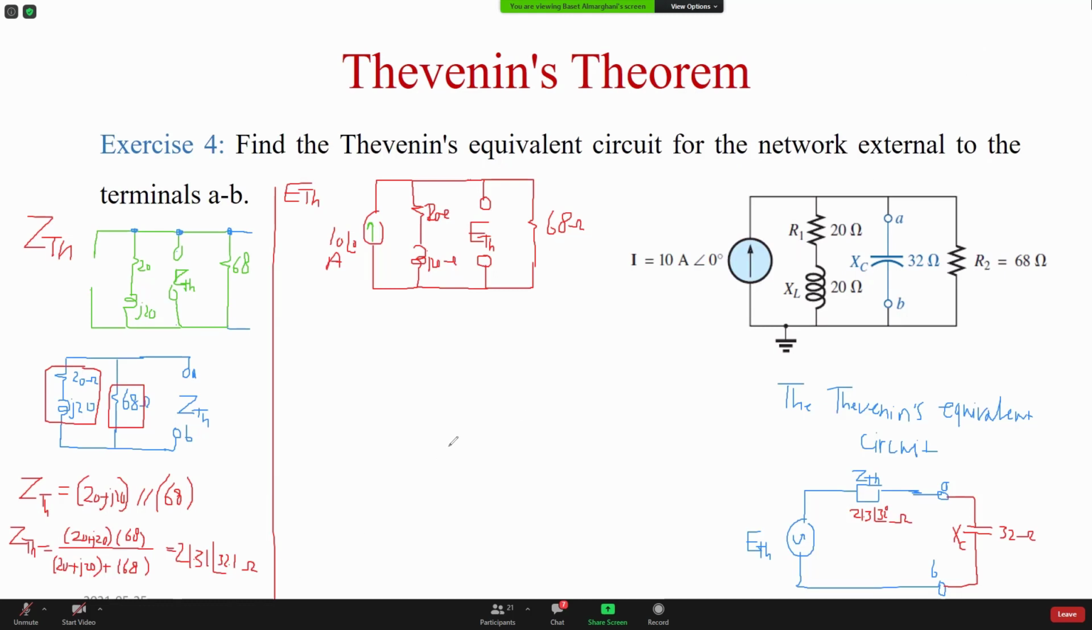I got the answer in the rectangular form, which is 18.4 plus j11.36 ohm. So you write it in the rectangular form or polar form, they're both fine.